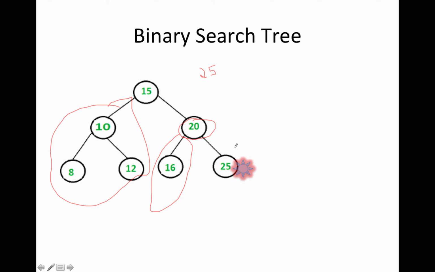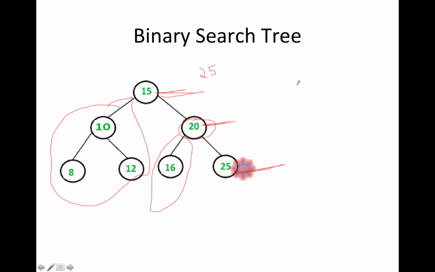What is interesting is the complexity of searching for a number in a binary search tree. So in this case, we just examined one node at each level. So we examined this node here, we examined this node here, and we examined this node here. So we just looked at one node at each level.